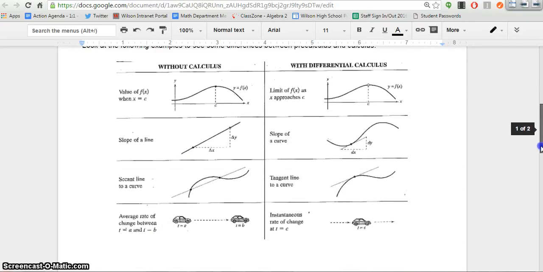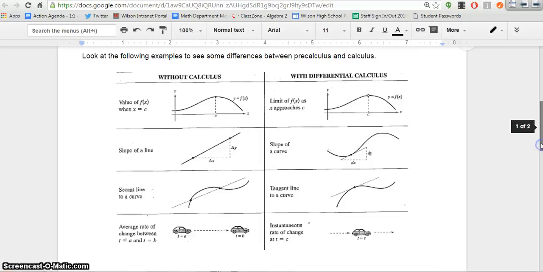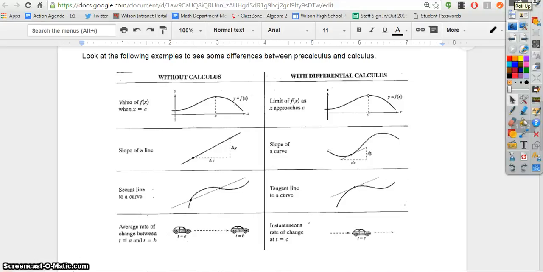Okay. So look at the following examples to see some differences between pre-calculus and calculus. What you'll see here is, you can actually solve for every point when it's continuous. With differential calculus, we can actually find the limit, or what that value is, here at that open circle. As you see, as this goes to this point, it's open, but we can actually solve that point using calculus.